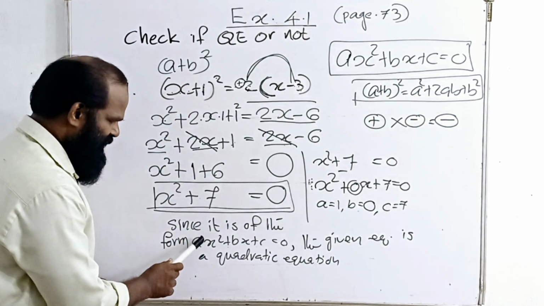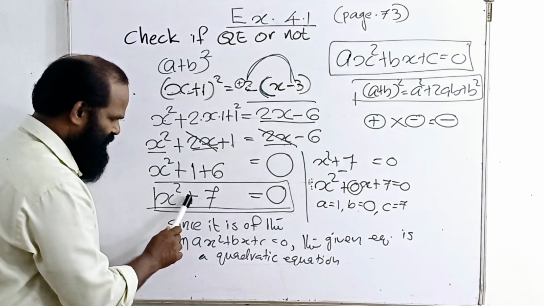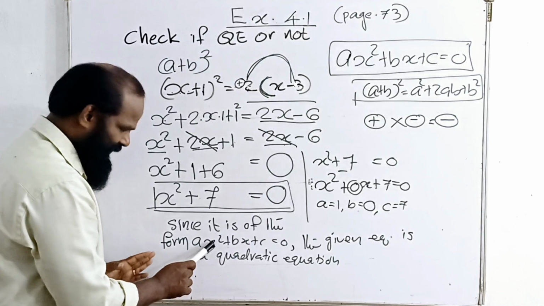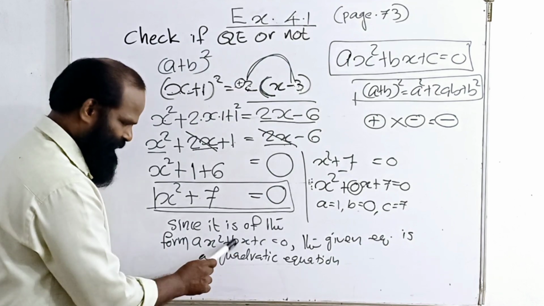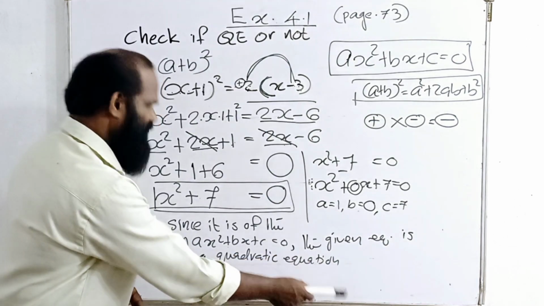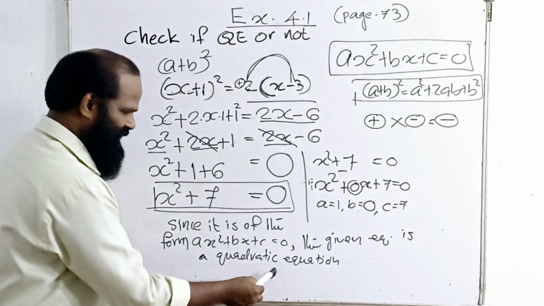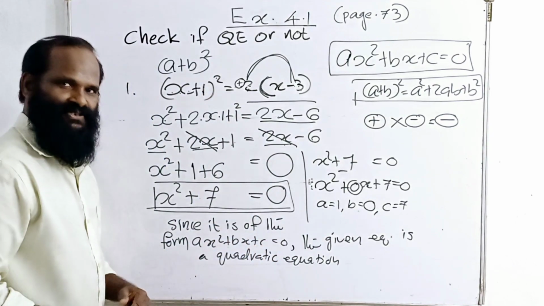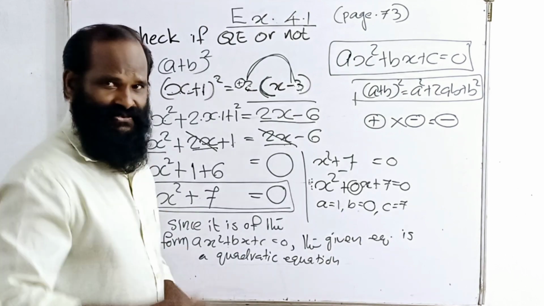That result, when you compare with the standard form, is exactly ax square plus bx plus c. Therefore, the given expression is a quadratic equation. So this is the answer for the first question. Hope you have understood.